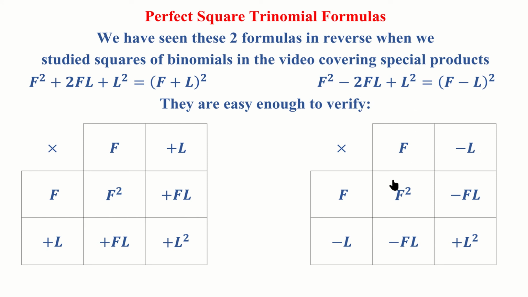We notice that if we multiply it out, we just get f squared minus 2fl this time plus l squared. Now we're going to apply these to try to factor certain perfect square trinomials quickly. These two expressions are what we call perfect square trinomials, the ones on the left, because this one is the perfect square of this binomial and this one is the perfect square of this binomial. That's why they're called perfect square trinomials. It's a trinomial that happens to be the perfect square of a binomial.